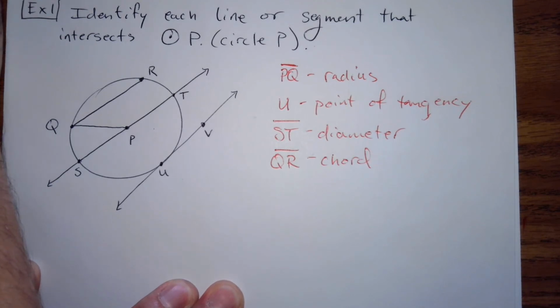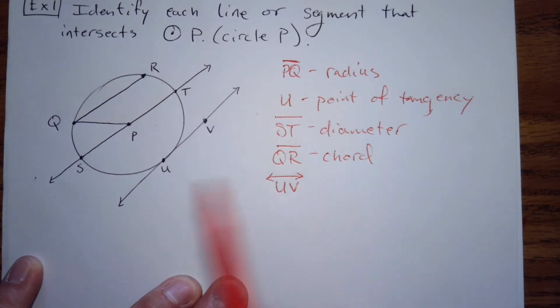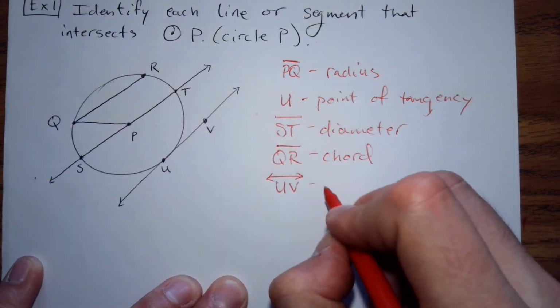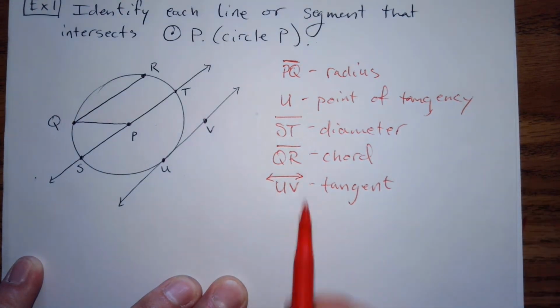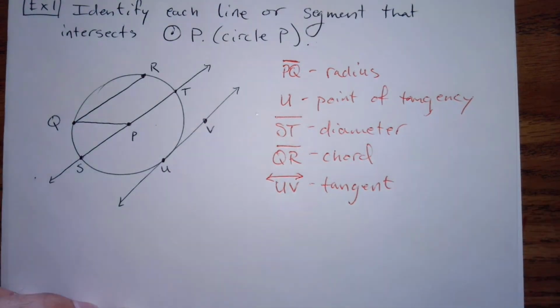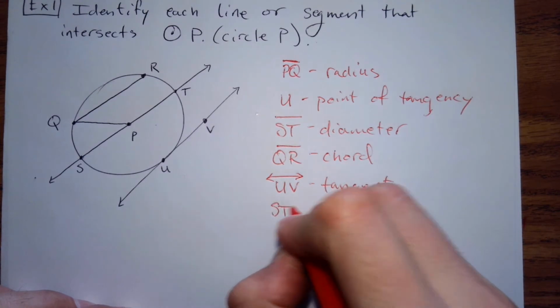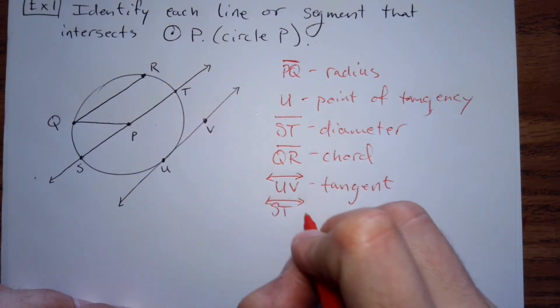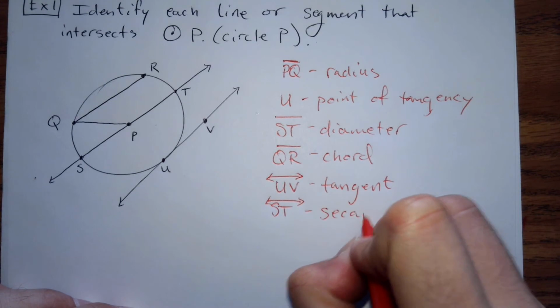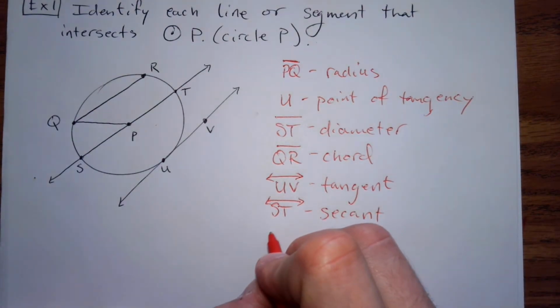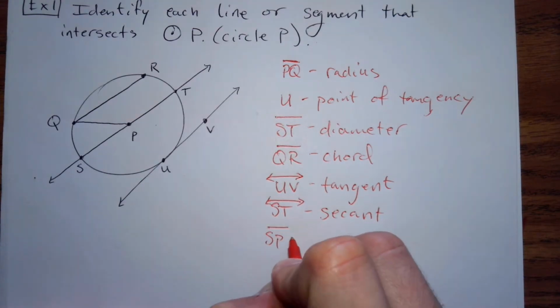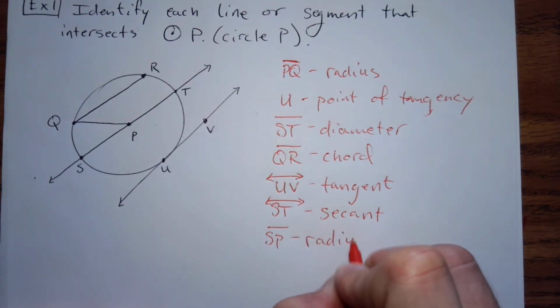There's still plenty more. So make sure you have the arrows there. UV is a tangent line. So make sure you have those arrows there. ST with the arrows is a secant. Very good. SP is a radius. I wrote too big.